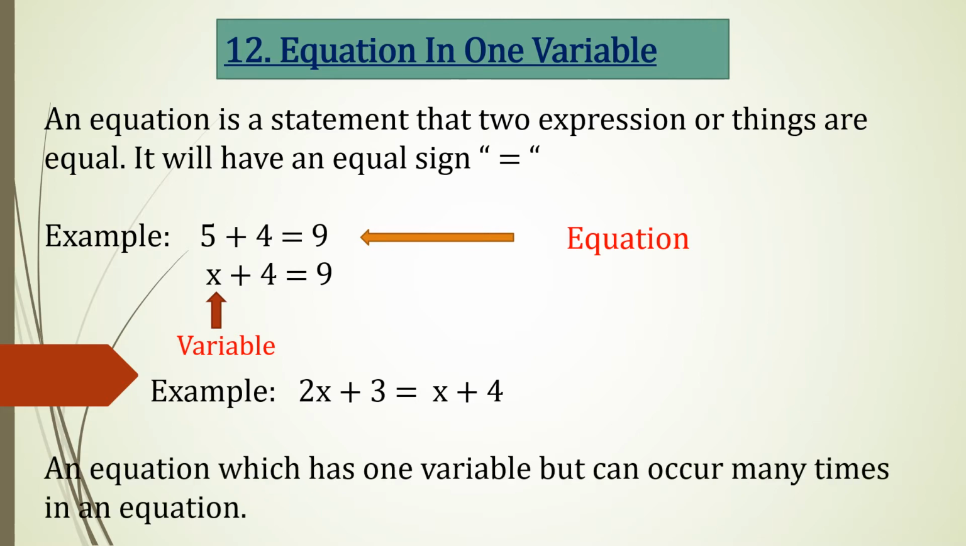So an equation which has one variable, but it can occur many times in an equation. In the previous example, 2x plus 3 equal to x plus 4, the variable x has occurred 2 times. So it can occur n number of times, but the variable should be 1. Then only we'll say that it is an equation in one variable.